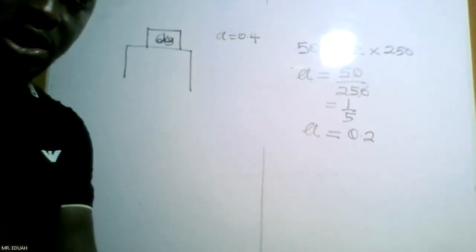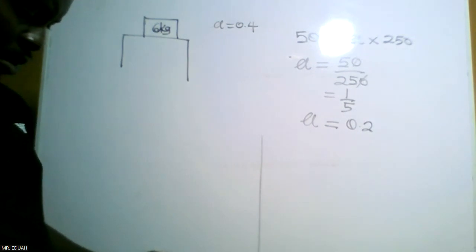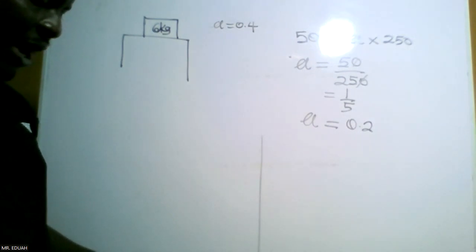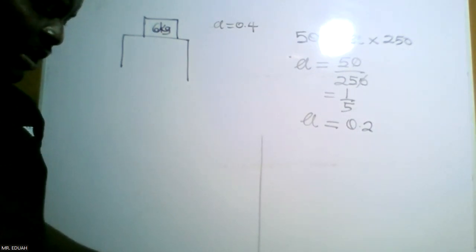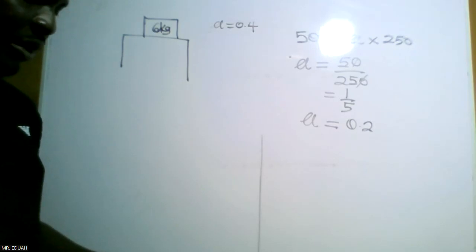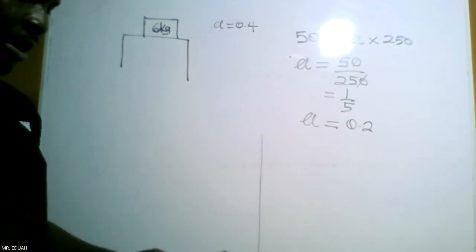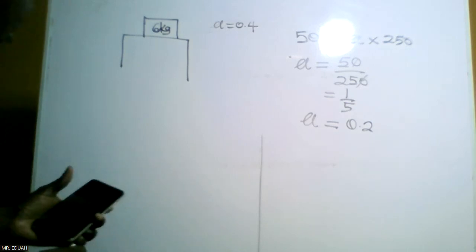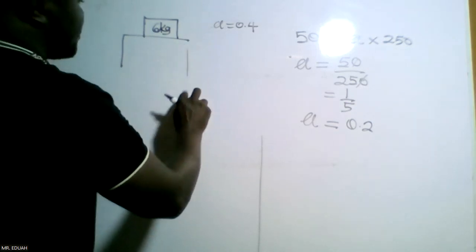Mu is equal to 0.4. Find the least force sufficient to move the body.